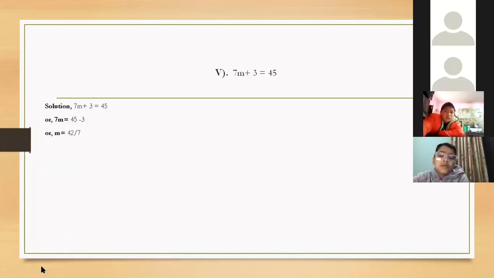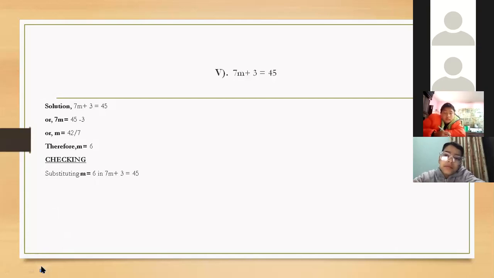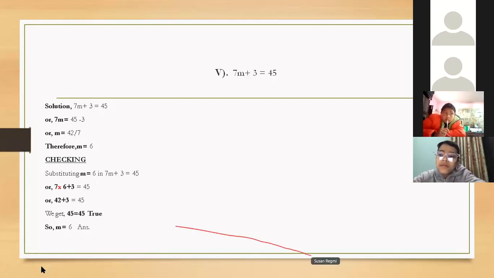Yes, sir. Look there, I am showing again and again. You can see on the screen. Sir, I am again writing the checking part. X is equal to what, then? M equals 6. Yes, sir. Finish. Next, sir, classwork.